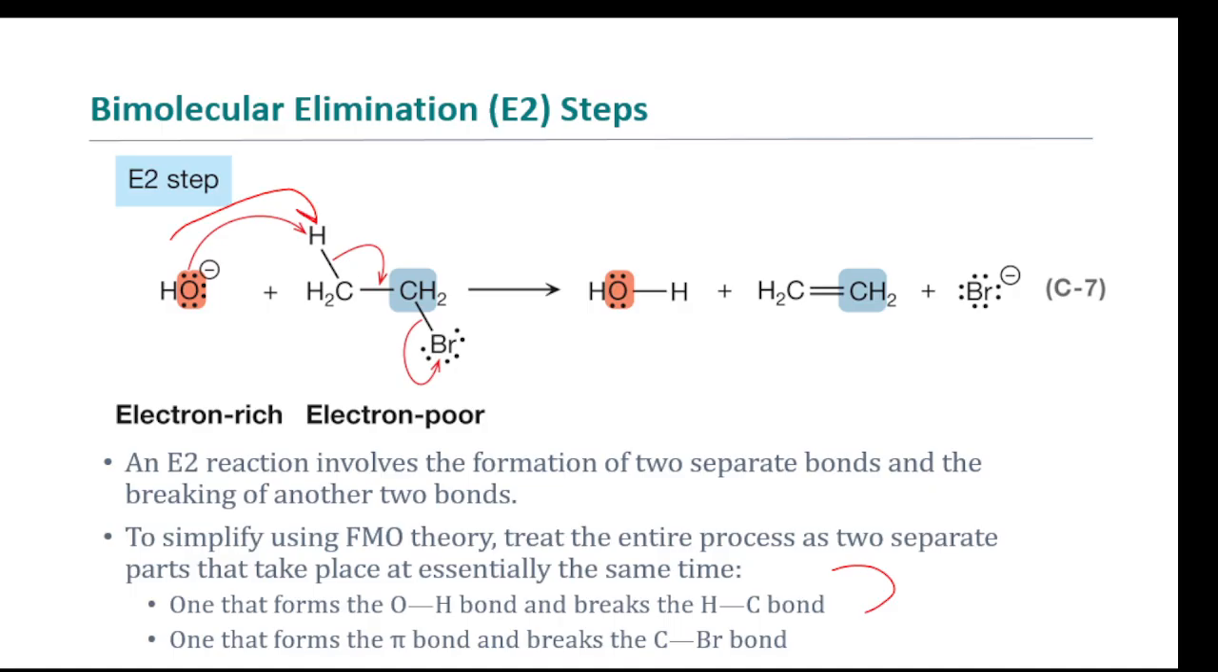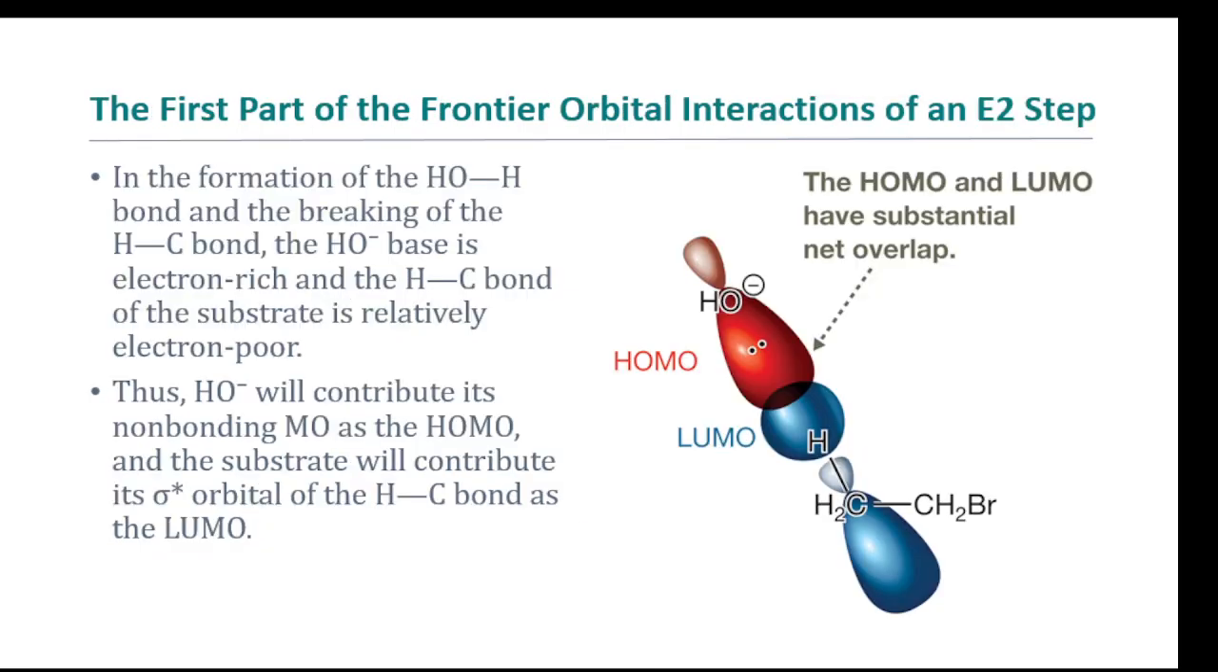And then we're going to treat it for the second part as the pi bond forms, and then we break the C-Br bond. That's this part right here. Okay? And that's going to allow us to look at these as individual structures we can deal with more easily. All right, so let's look at the H-C bond coming apart, the hydrogen acting as a Lewis acid, as it were. That's this one right here. Did you notice it looks a lot like the other one that we looked at before?